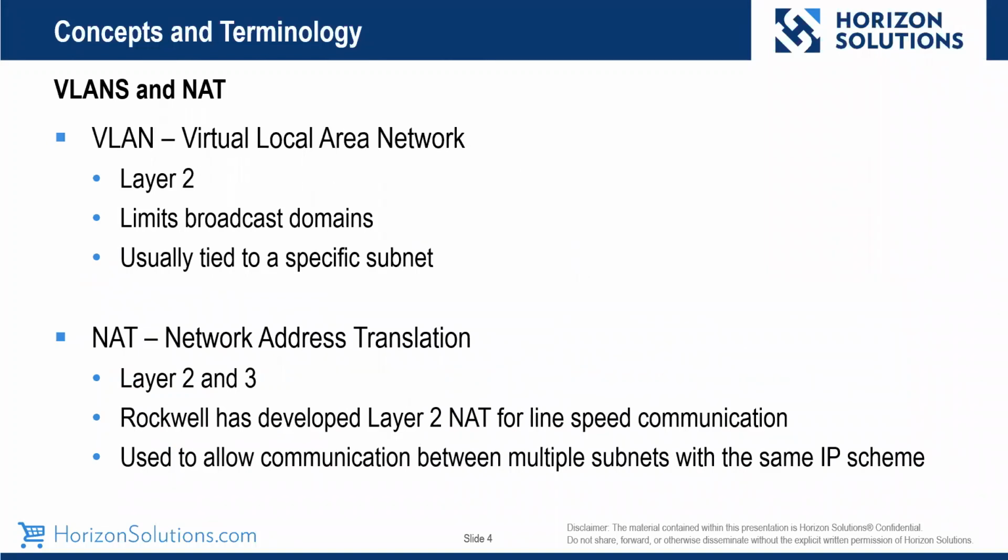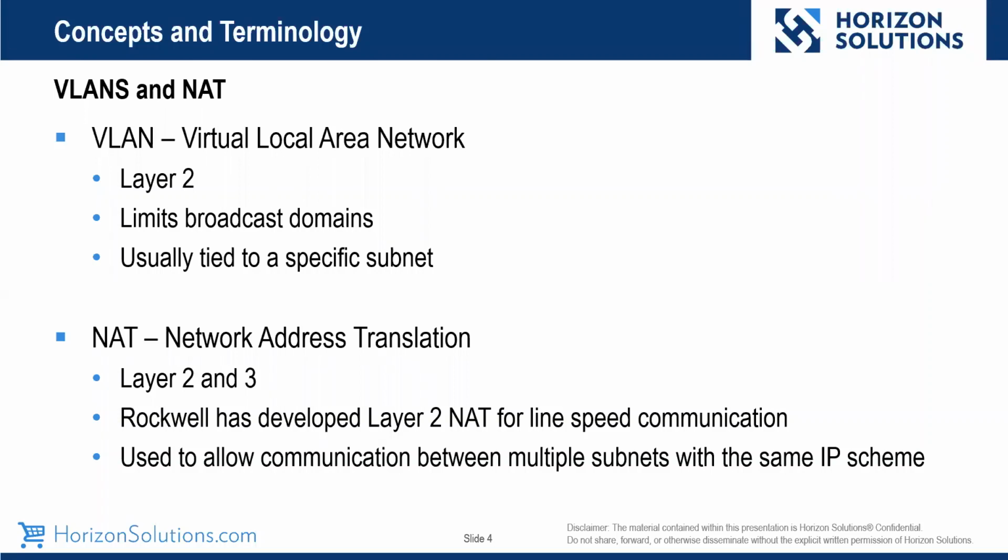VLAN, or a virtual local area network, is a layer 2 construct that limits broadcast domains and is usually tied to a specific subnet. Now, the important part about VLANs when it comes to industrial automation networking is the fact that it limits those broadcast domains. Within industrial controls, a lot of the traffic is broadcast traffic.